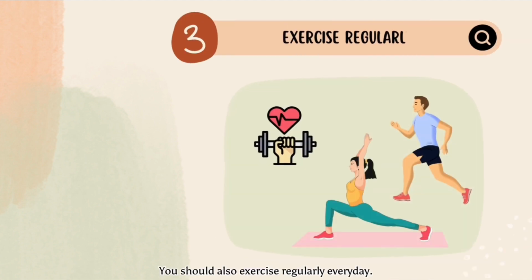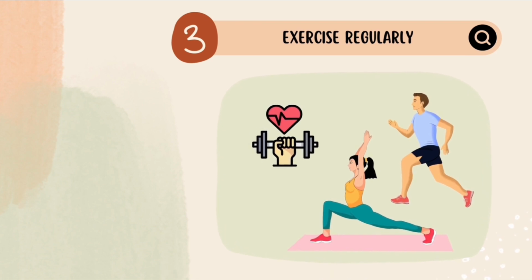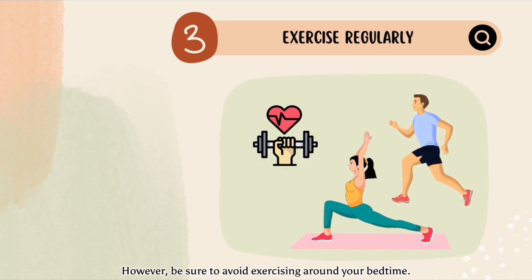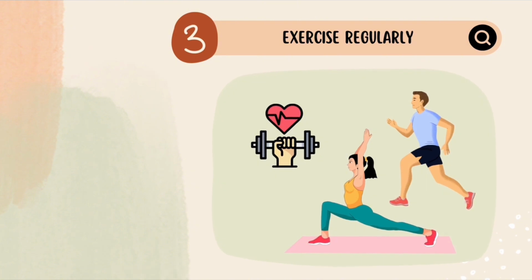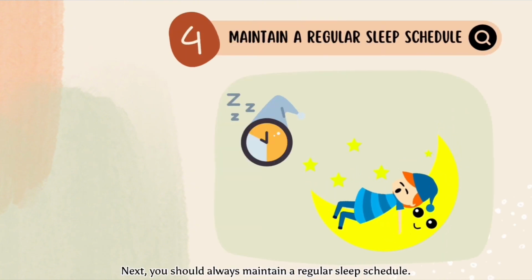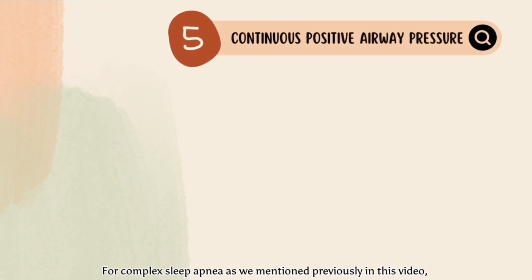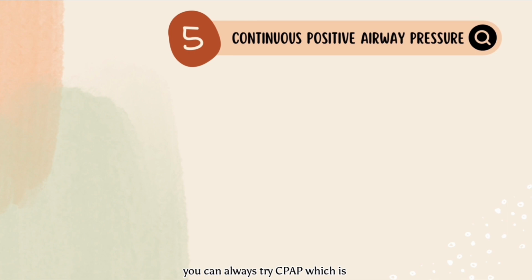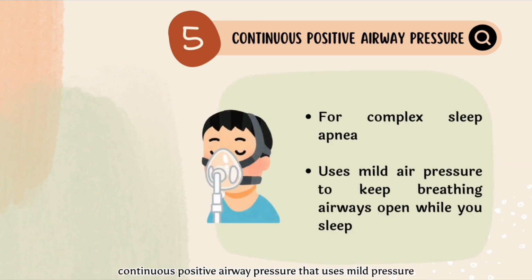You should also exercise regularly every day. However, be sure to avoid exercising around your bedtime. Next, you should always maintain a regular sleep schedule. For complex sleep apnea, as we mentioned previously in this video, you can always try CPAP, which is continuous positive air pressure that uses mild air pressure to keep breathing airways open while you are asleep.